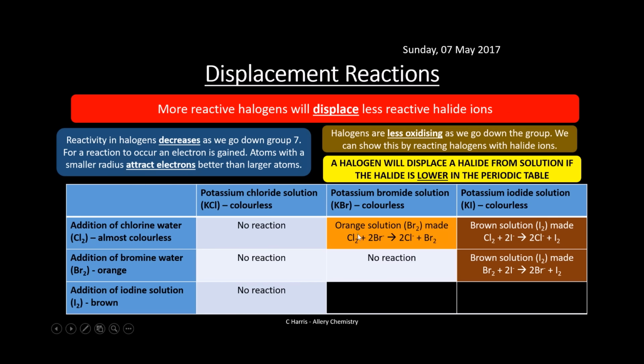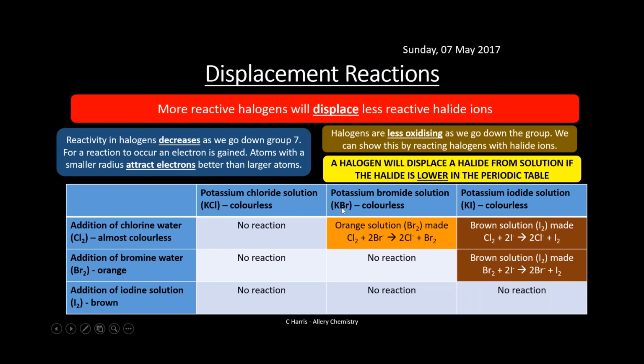Again, iodine is less reactive than chloride, so we get no reaction. Iodine is also less reactive than bromide, and then obviously iodine and iodide are just as equally reactive, so they won't displace either. So yeah, make sure you know your half equations and you know the colours and you know the reasons why. It's all about this displacement.